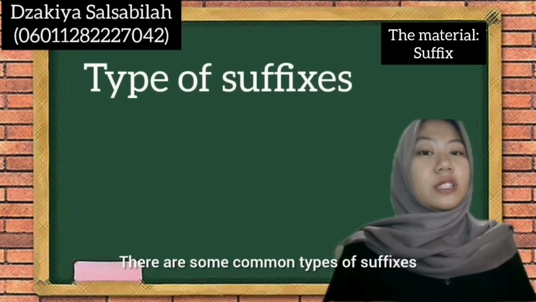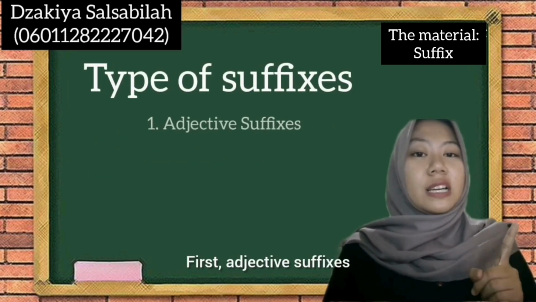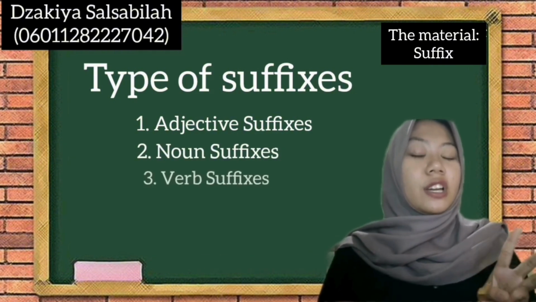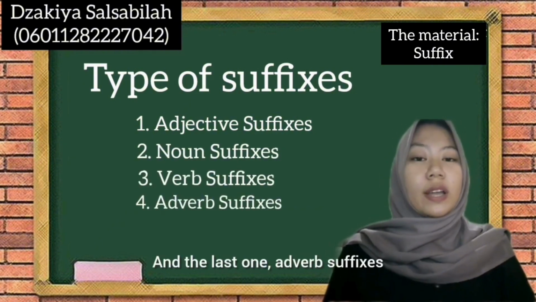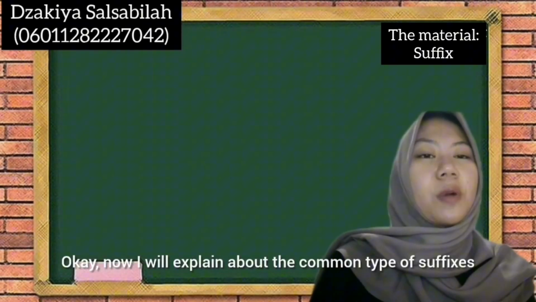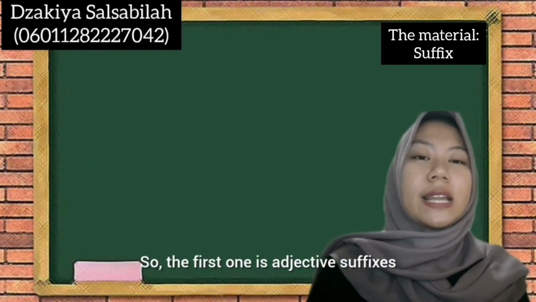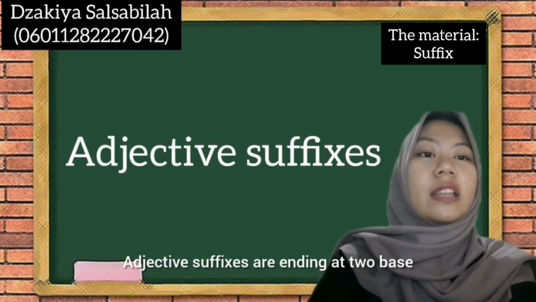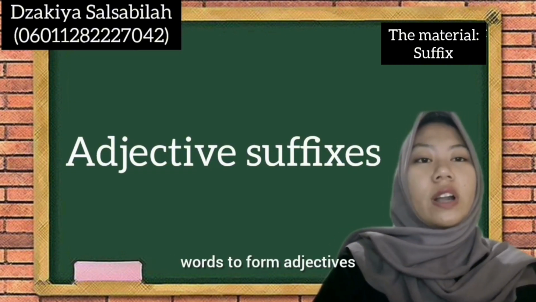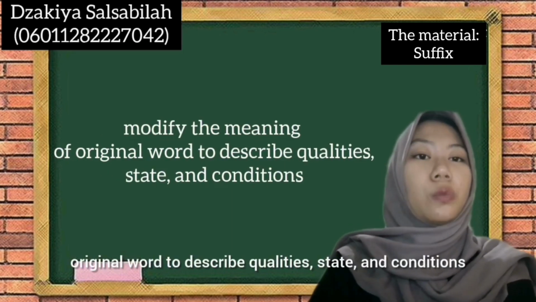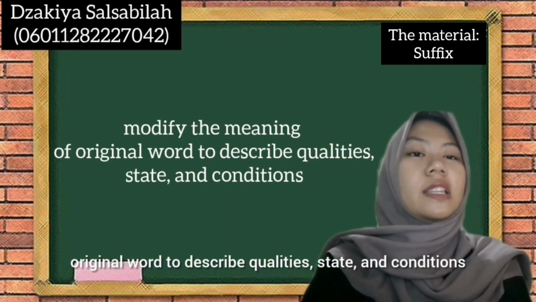There are some common types of suffixes. First, adjective suffixes. Second, noun suffixes. Third, verb suffixes. And the last one, adverb suffixes. Okay, now I will explain about the common types of suffixes. So the first one is adjective suffixes. Adjective suffixes are endings added to a base word to form an adjective. These suffixes modify the meaning of the original word to describe qualities, states, and conditions.